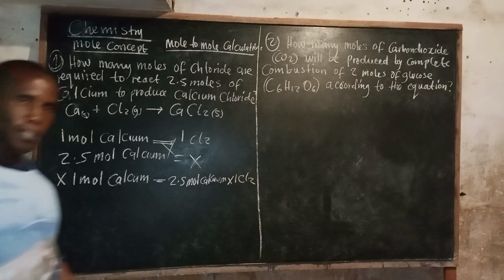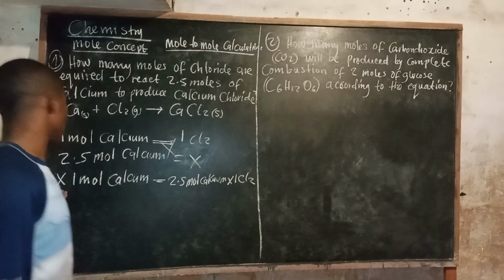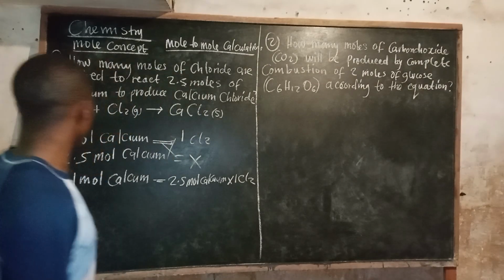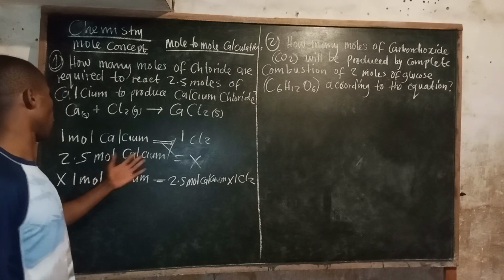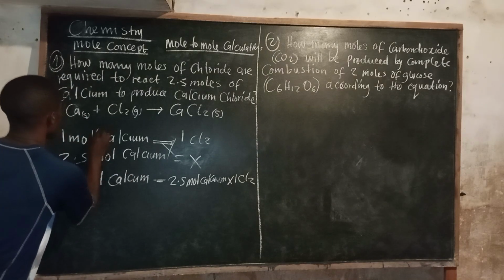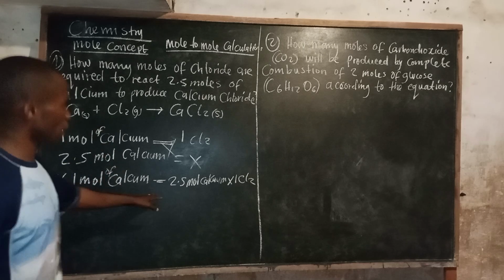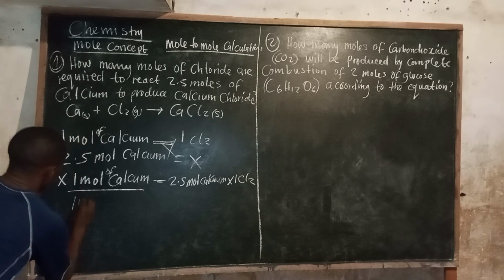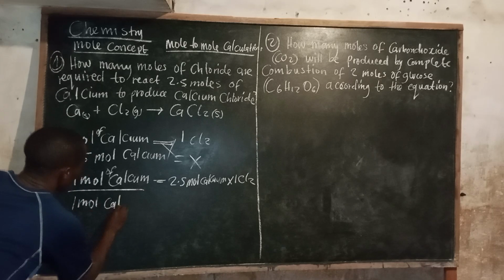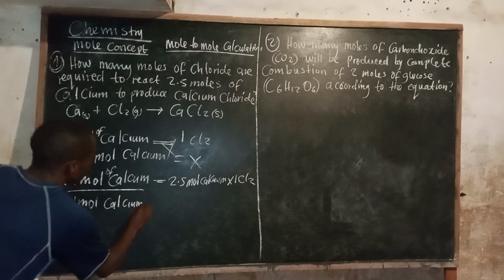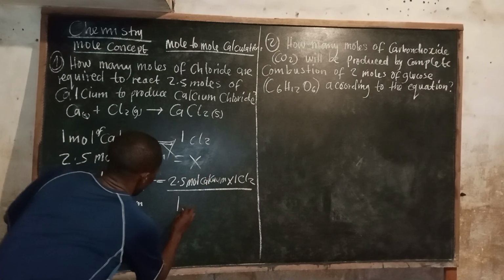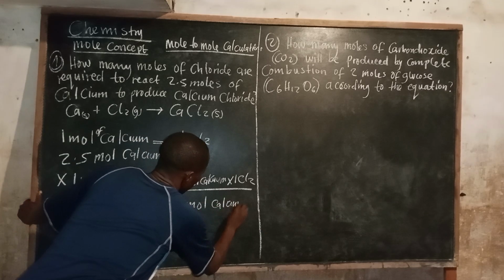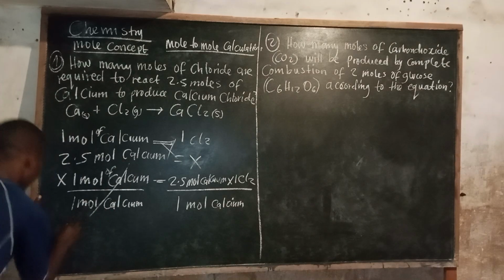So here, as always, this is mathematics. We want to remain with the value of the X here. How do we do? We are going to divide both sides by 1 mole of calcium. So we are going to say over 1 mole of calcium. Even this side, 1 mole of calcium. So this will cancel, then we are going to remain with X.